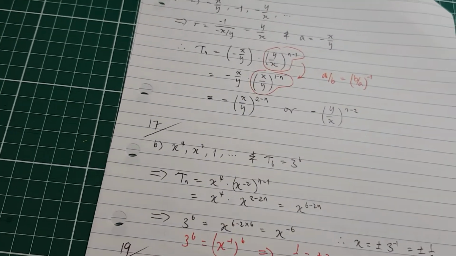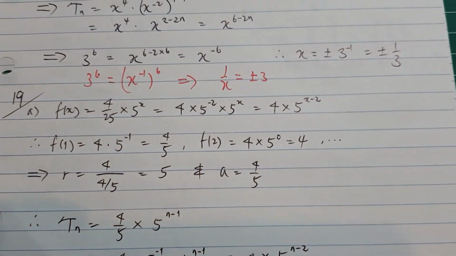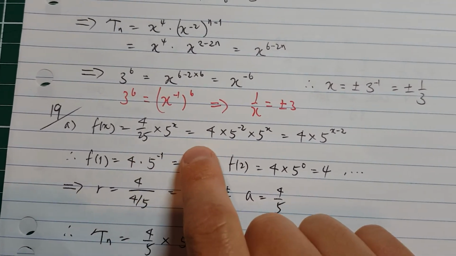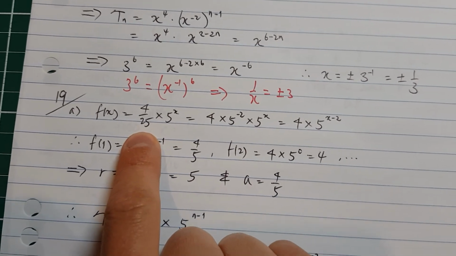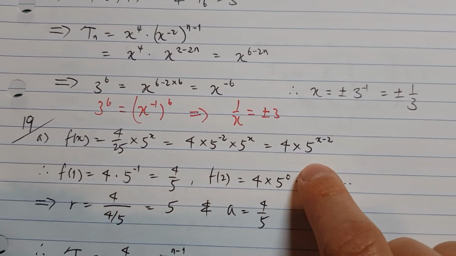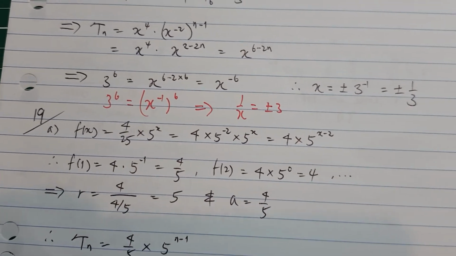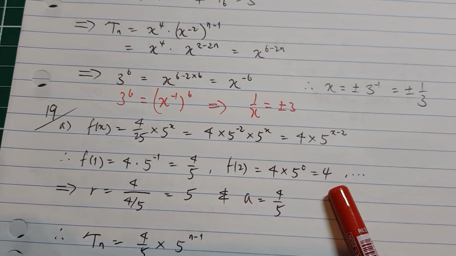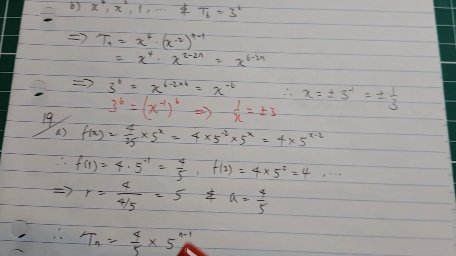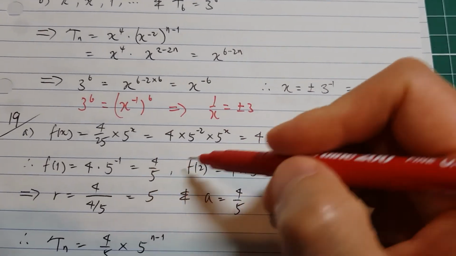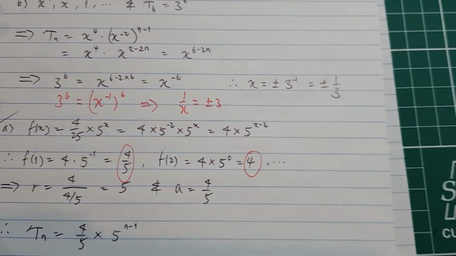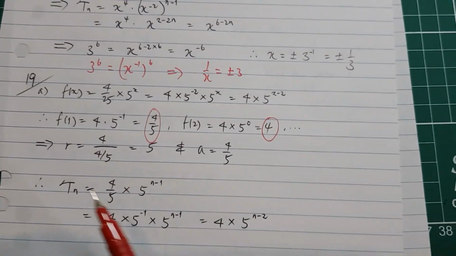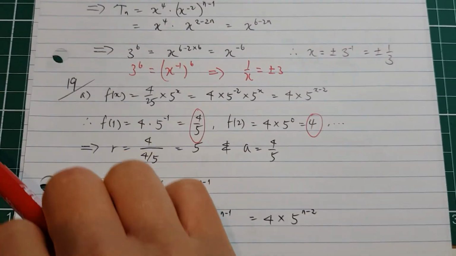All right, question 19. So f of x, it's a function now. So 4 on 25 times 5 to the x. Express 25 in terms of 5 so that you get this. So actually I can re-express this as that. Okay. All right, f of 1 is that. f of 2 is just substitution. So we can see that these numbers form a sequence, in fact, a GP.